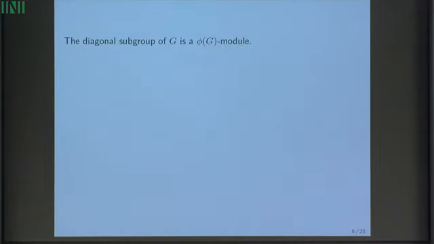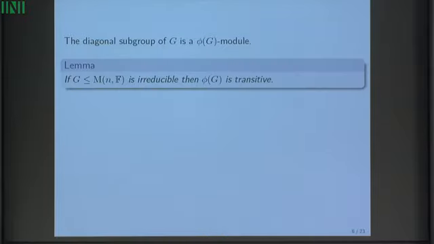The diagonal subgroup is a module for the permutation part under conjugation. One thing you might notice straight away is that if your monomial group is irreducible, then its permutation part has to be transitive. Of course, not vice versa. It's acting transitively on a basis of the underlying vector space. So there's a classification problem right at the beginning: classifying transitive permutation groups of the given degree.